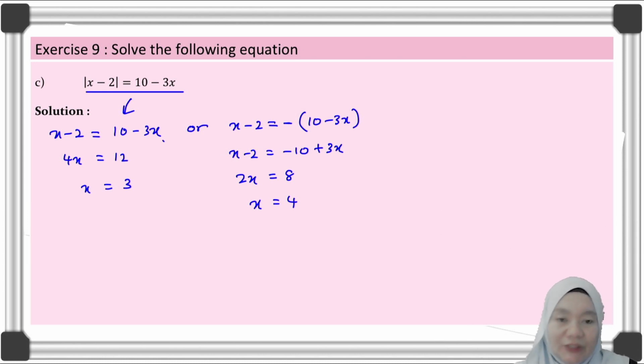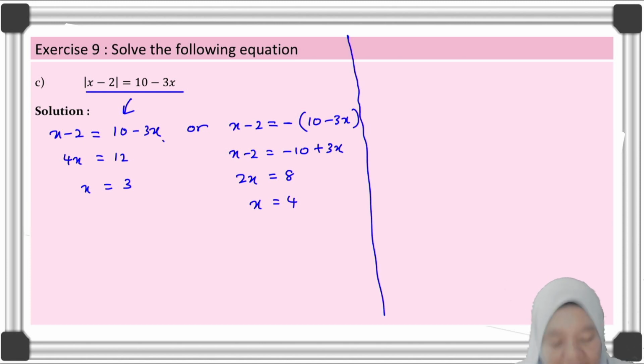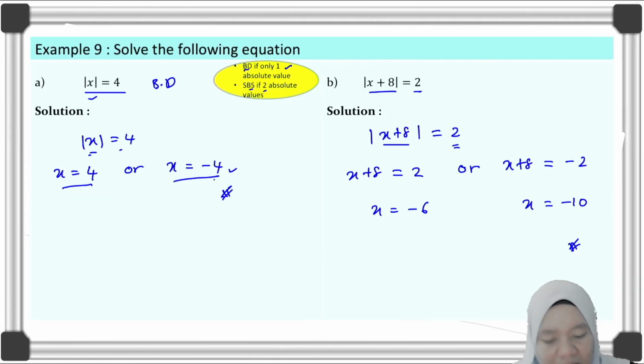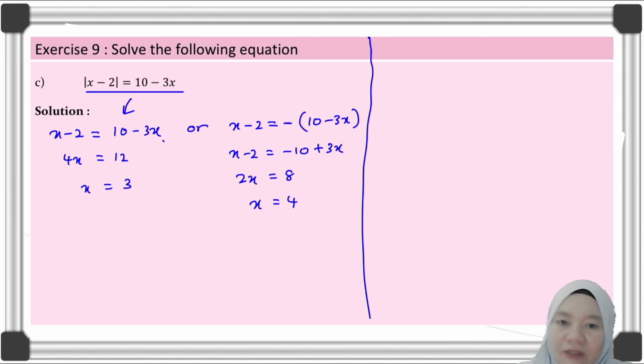So kita ada dua jawapan, tetapi kita tak boleh terus buat conclusion ini jawapannya. Untuk soalan ini kita perlu semak, kita perlu check. Kenapa kita perlu check soalan ini? Kenapa tadi kita tak perlu check? Okay, tadi example 9 A and B kita dapat dua solution juga, dua nilai x juga. Tapi kenapa kita tak check jawapan? Tapi yang ni kenapa saya cakap kita perlu check? Sebab right, kenapa soalan ini perlu kita semak?